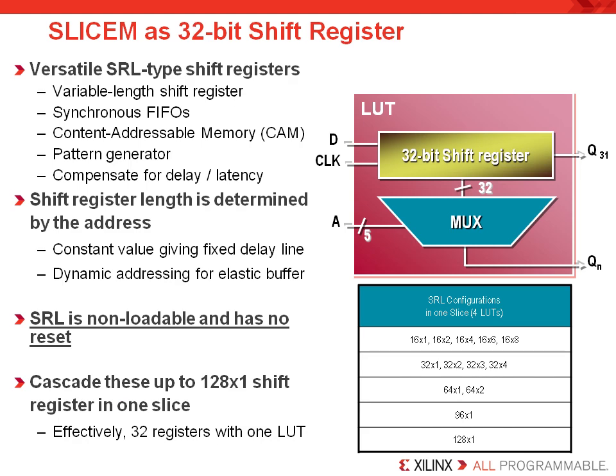Many LUTs can be configured as a 32-bit shift register as well. This is used primarily as a pipeline delay element for balancing pipeline applications, but it can also be used for variable length shift registers, synchronous FIFOs, CAMs, or for pattern generators. The SRL is also cascadable up to 128 bits in length.